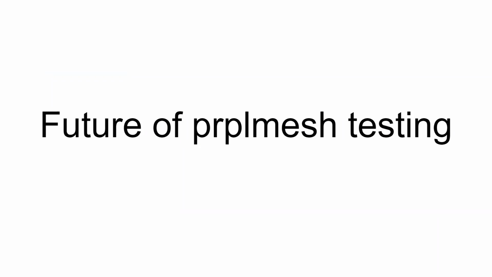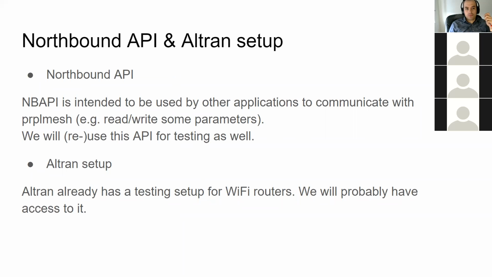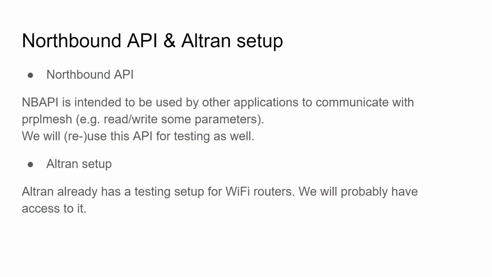And in future, we will have 2 more options for testing. It's northbound API. Northbound API is the main API to communicate with other applications that can use prplMesh as a plugin, or we can use them as a plugin. Since this API will be implemented in the future, and I think it's almost implemented, we would like to use it for testing as well.